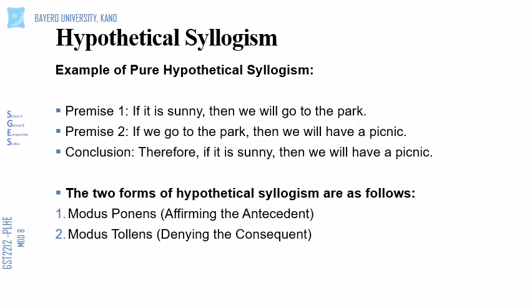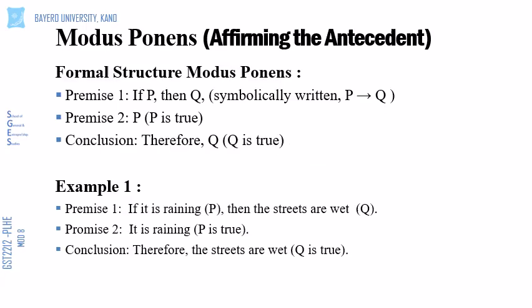And the basic two forms of this hypothetical syllogism are modus ponens and modus tollens. The first one, modus ponens, is affirming the antecedent, while the modus tollens is denying the consequent. So first we shall see modus ponens, which is affirming the antecedent. Don't forget, here we are affirming the antecedent, meaning we confirm that P is true. P is true. That's what they are trying to affirm.